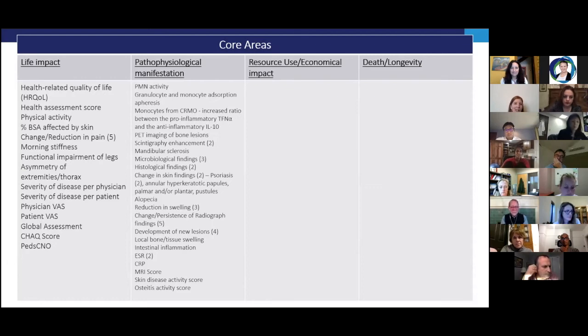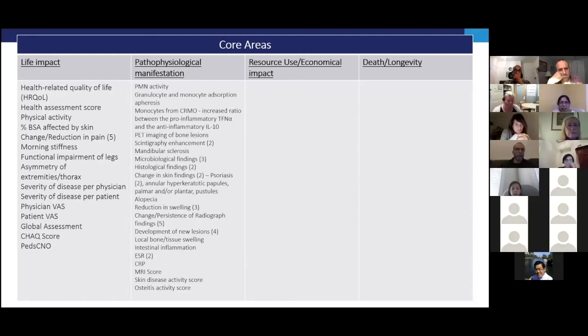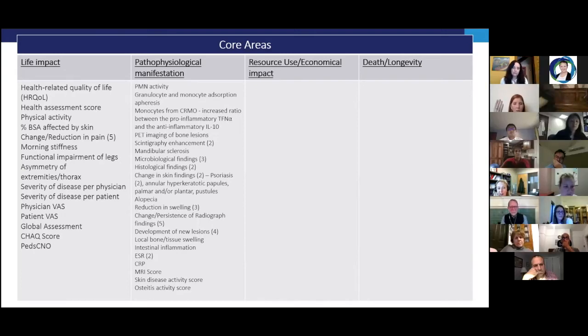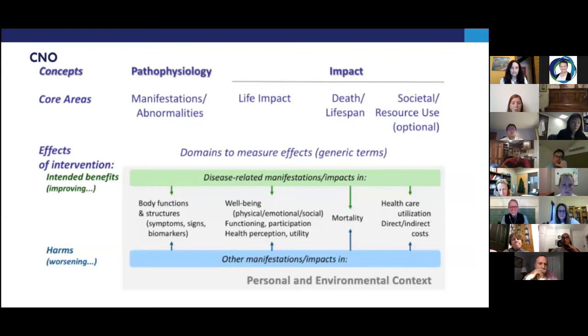But a lot of what we've noticed so far is similar, where a lot of the candidate domains, or what's being reported as outcomes in these studies, have fallen underneath life impact and pathophysiological manifestations. And as you can see, if you read through the pathophysiological manifestations, you can definitely narrow this down further and further until we finally get an example of what would potentially be our end result.